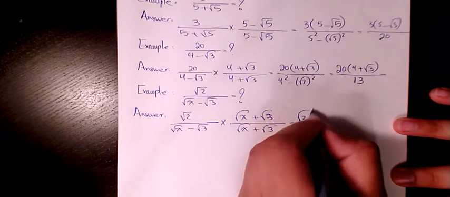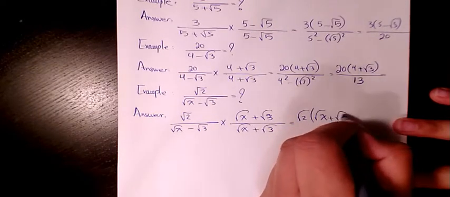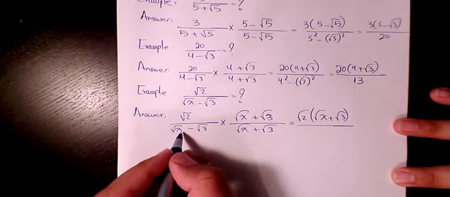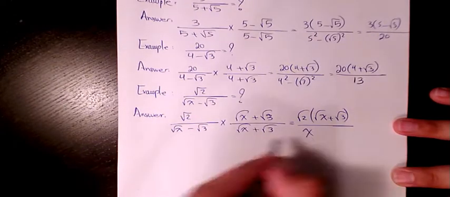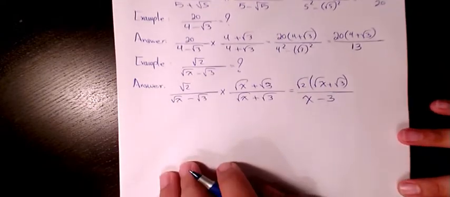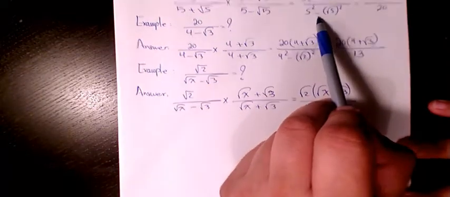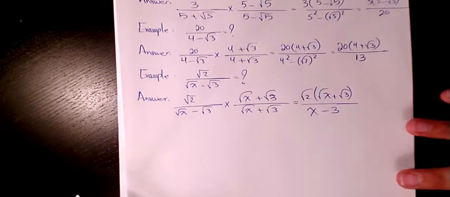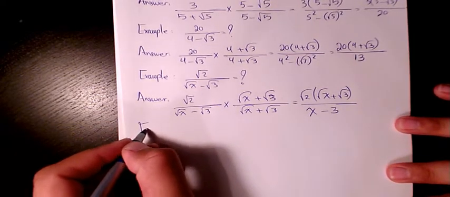So that's going to be root 2 times root x plus root 3 divided by root x to the power of 2 minus root 3 to the power of 2. That's difference of squares. I explained it earlier, and also in some other videos I explained it.